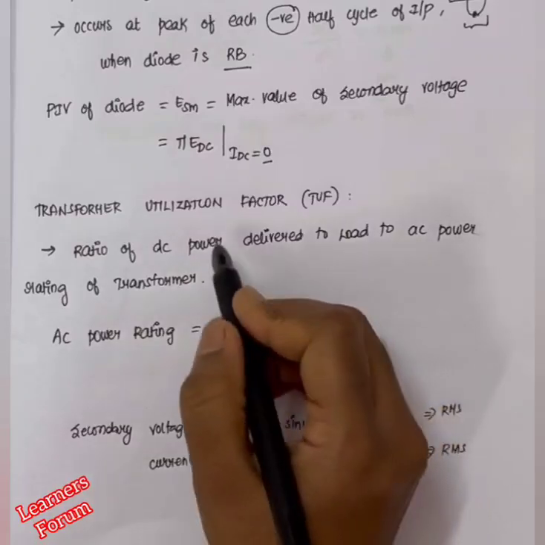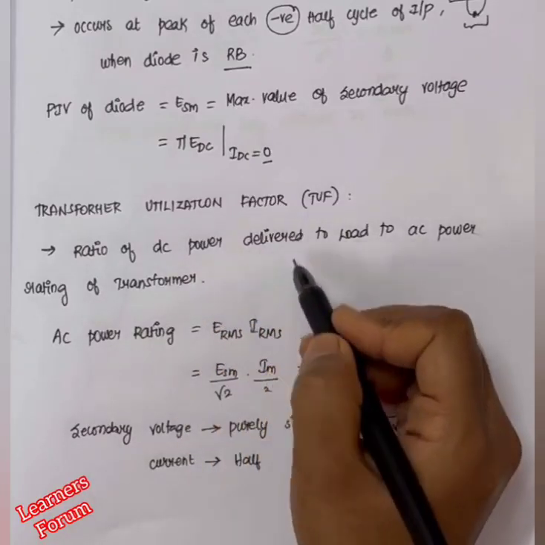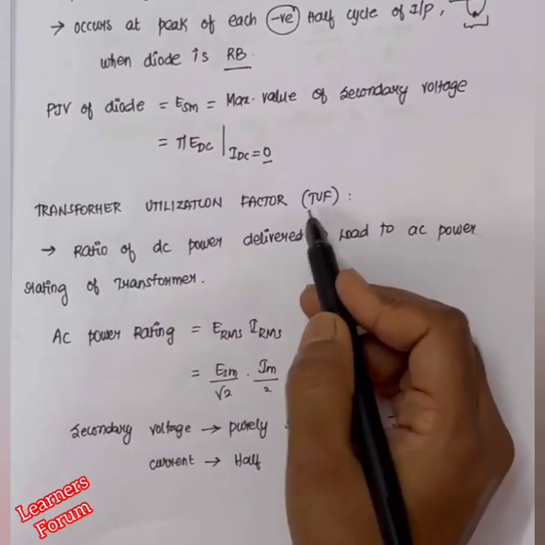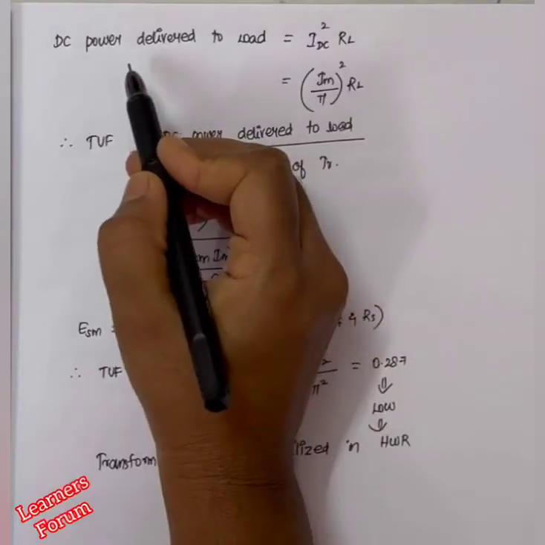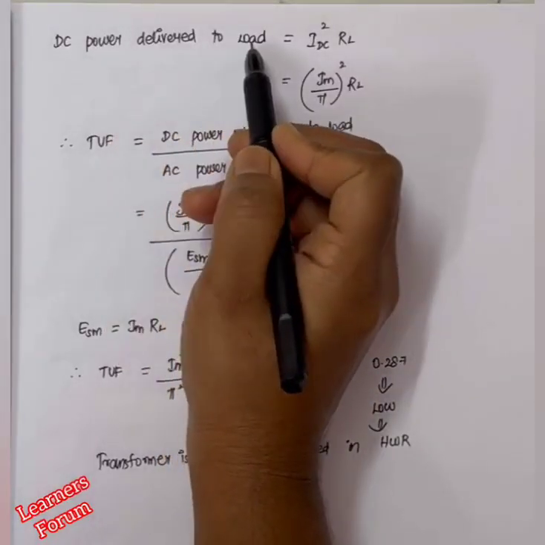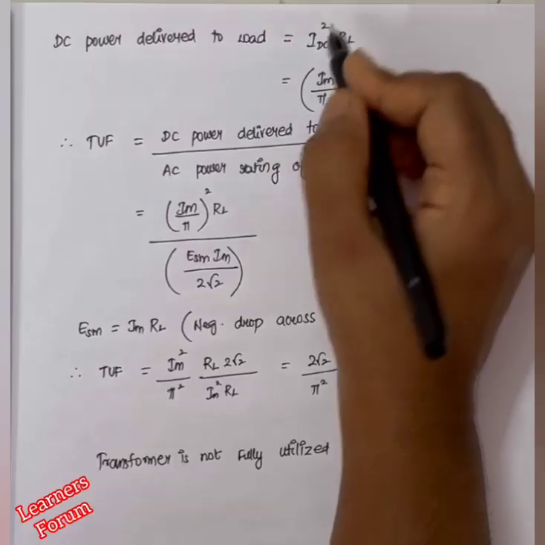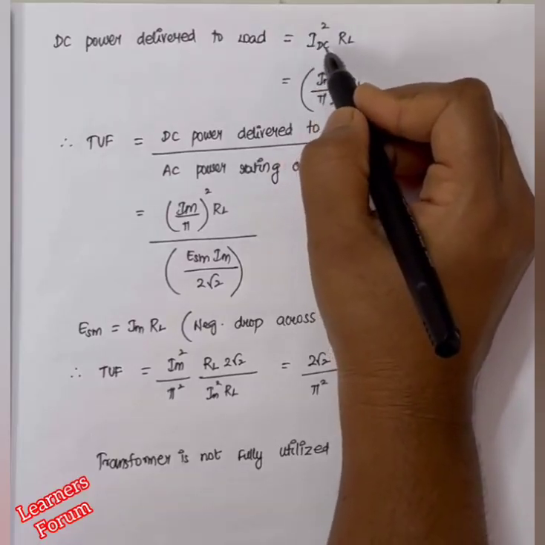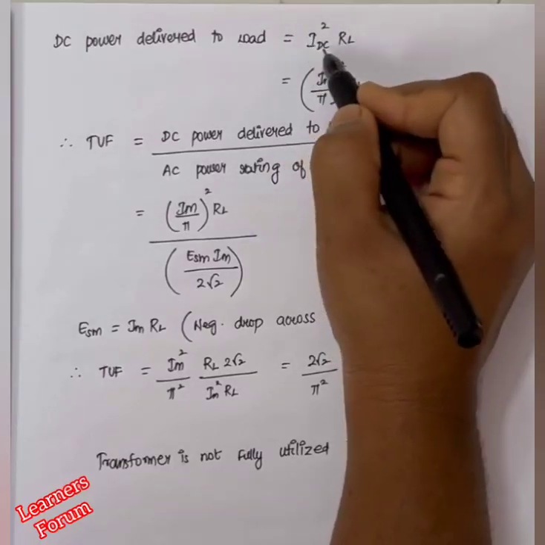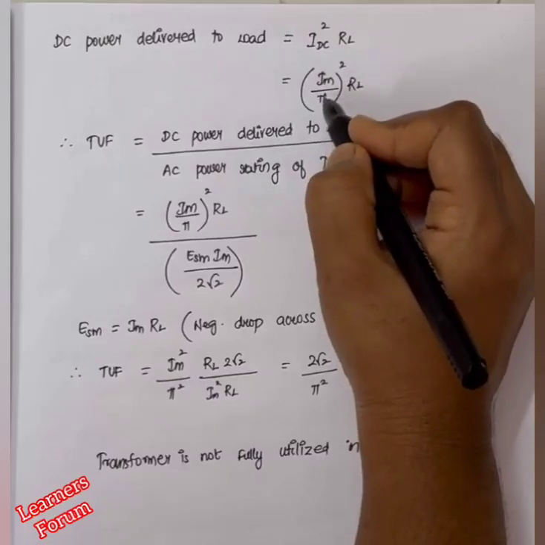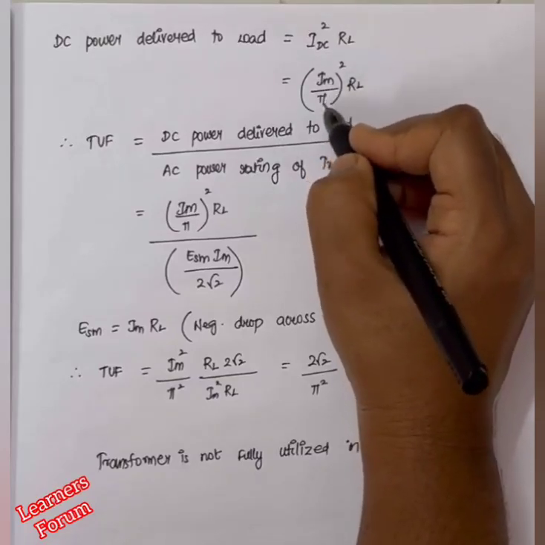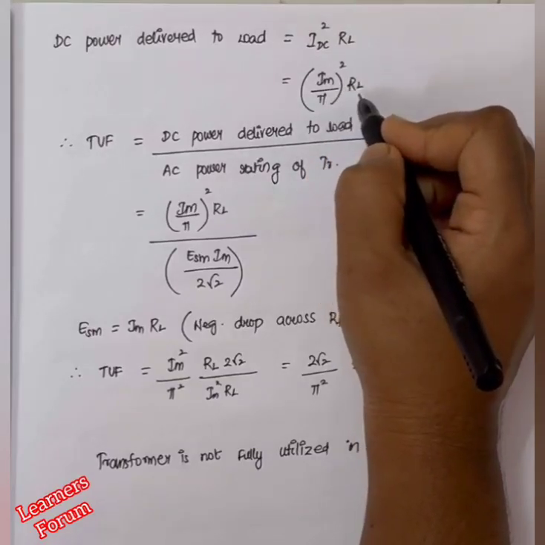Now let us calculate the numerator portion, and then we can divide the two things to get the transformer utilization factor. The DC power delivered to load is nothing but the product of IDC square into the load resistance RL. We have calculated the value of IDC earlier itself. So IDC is nothing but IM by pi. Substituting that over here, we will get IM by pi the whole square into load resistance RL.